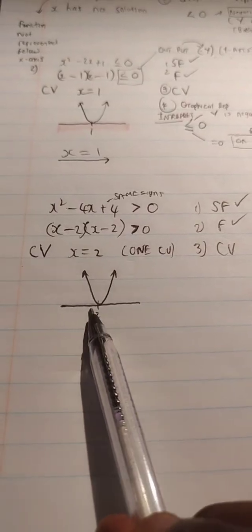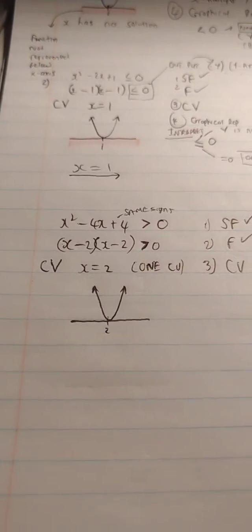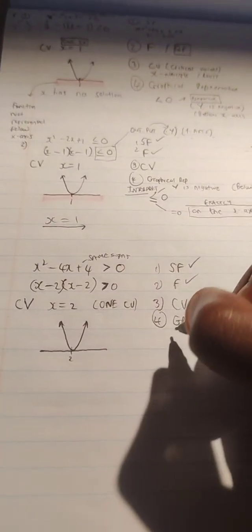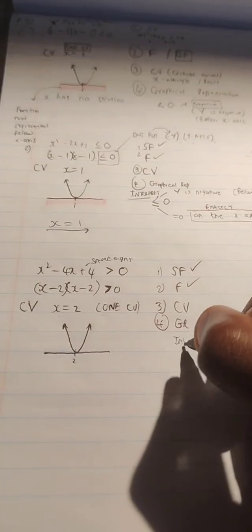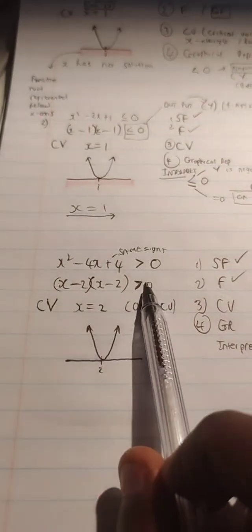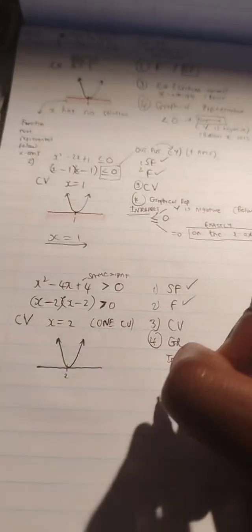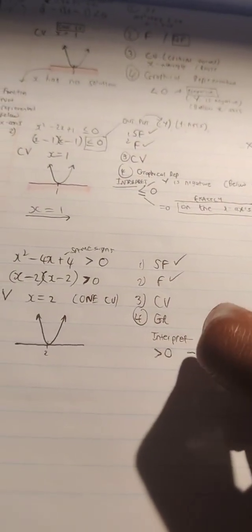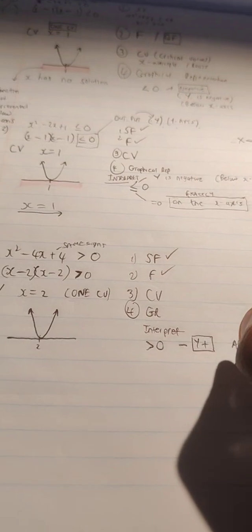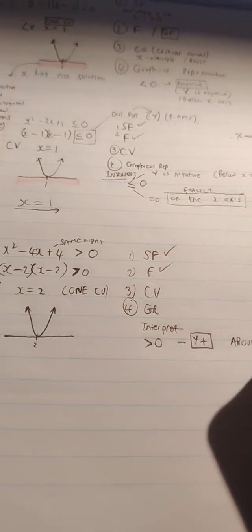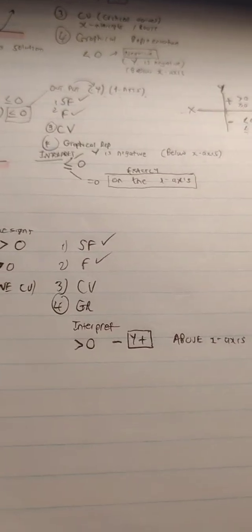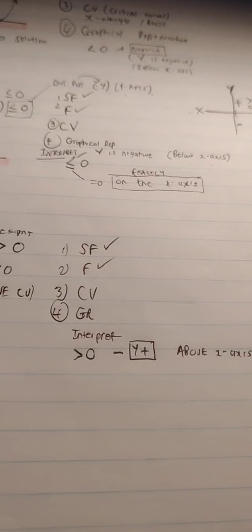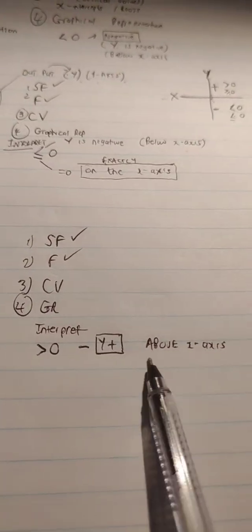Now, what is it time for? After graphical representation, we now must interpret. We are interpreting the inequality sign at this stage. What does the inequality sign say? Greater than 0. It means where y is positive. Where is y positive? Above the x-axis. There's no equal sign, so our focus is not on the x-axis. It's only above the x-axis.